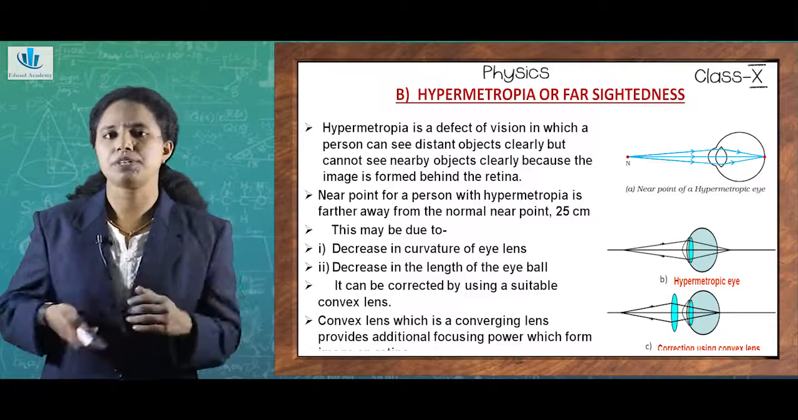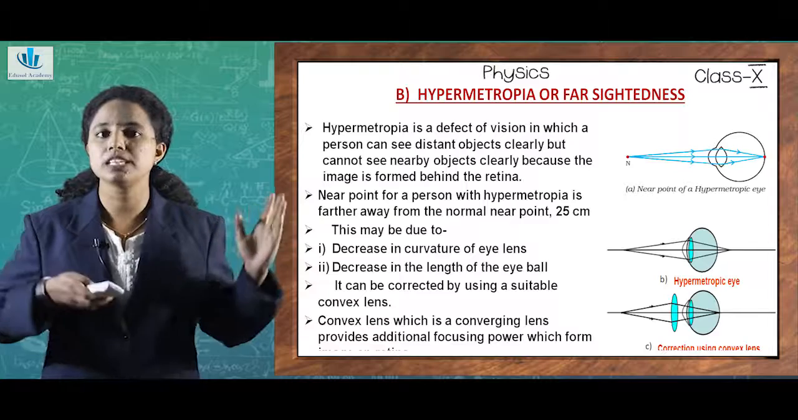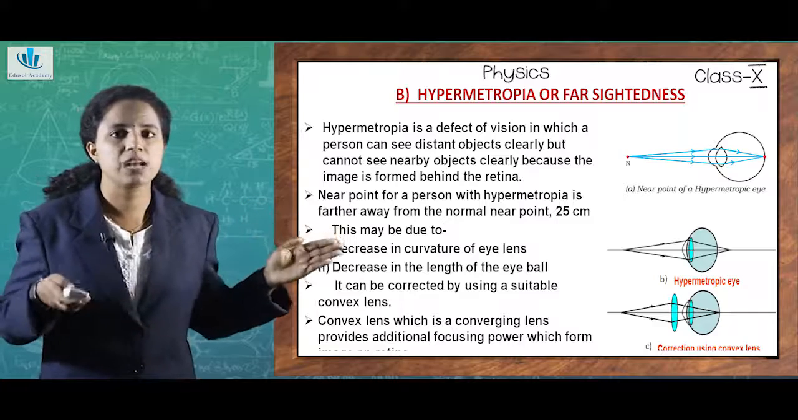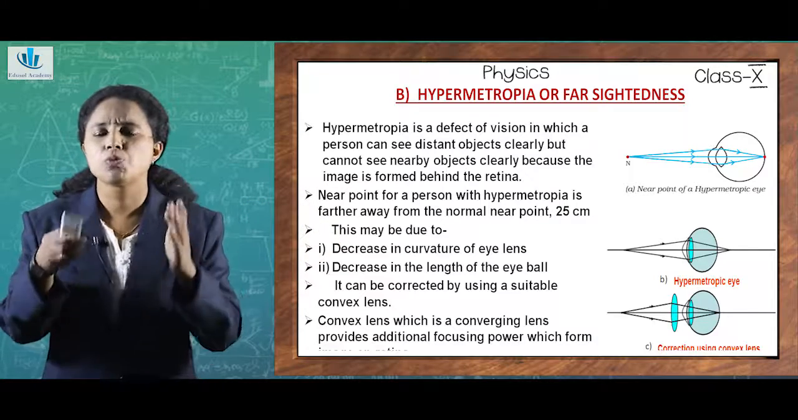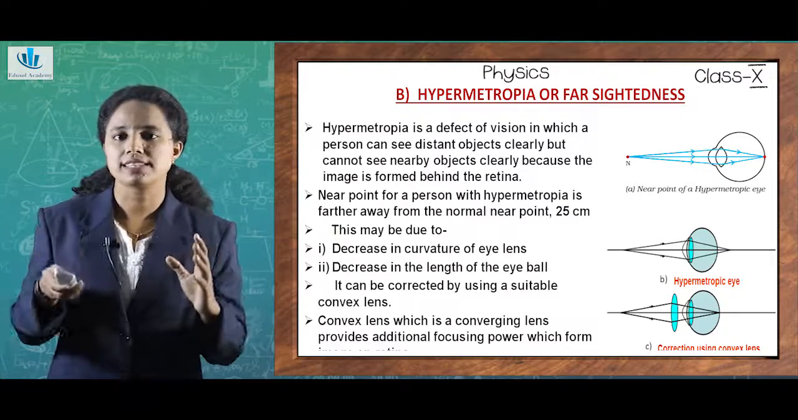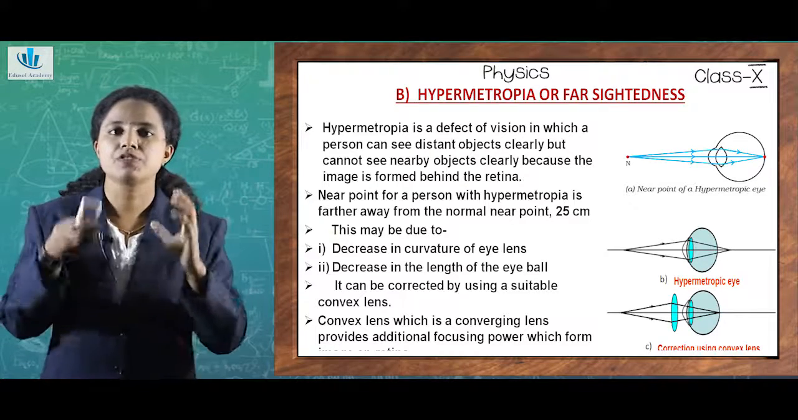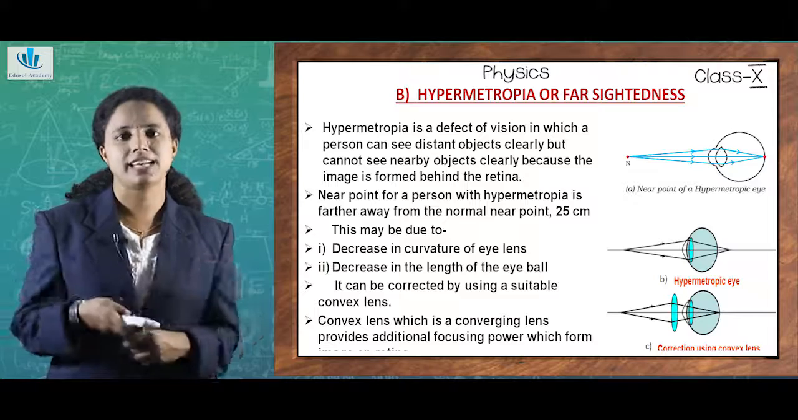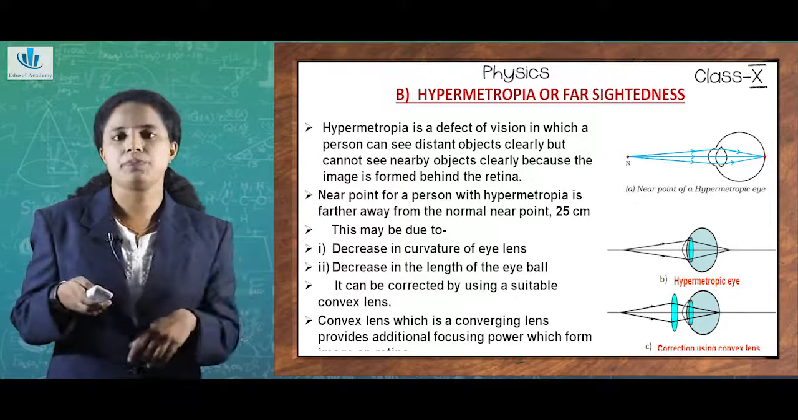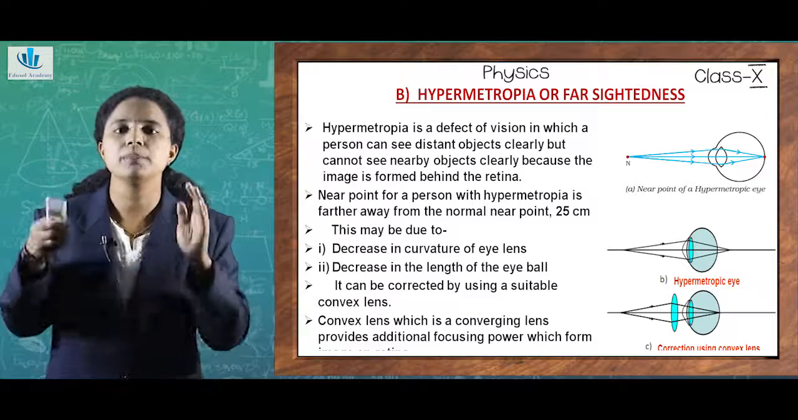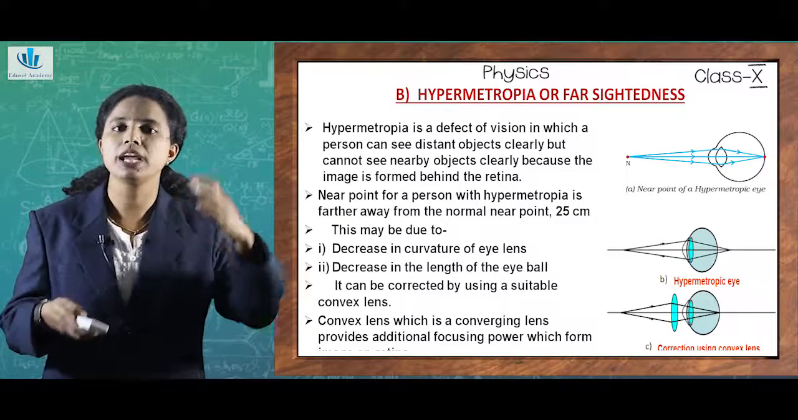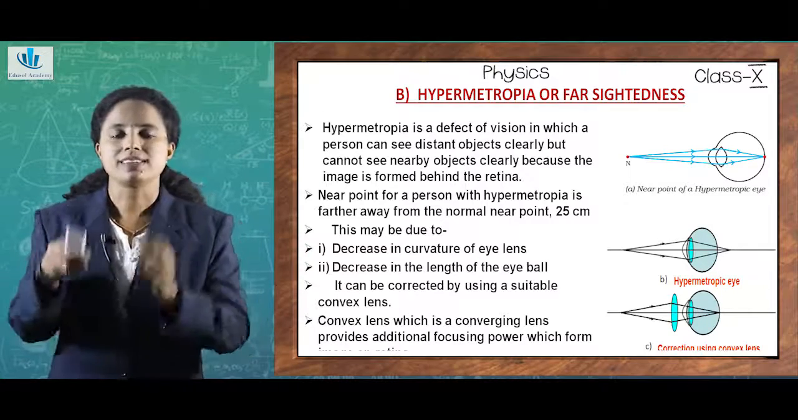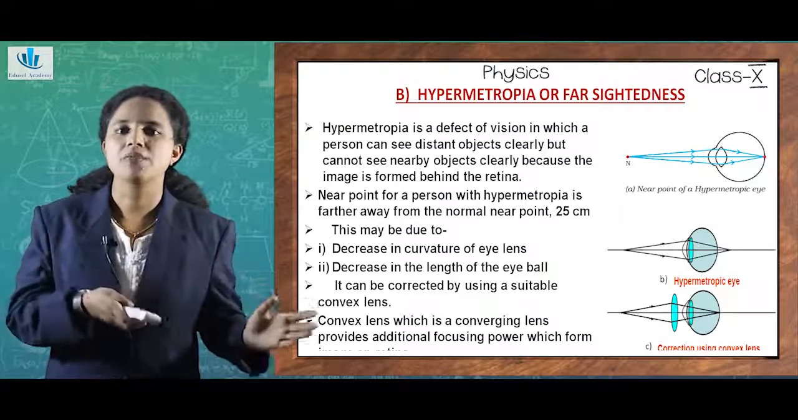So how could you correct hypermetropia? As you can see in the picture, the image is being formed behind the retina, isn't it? So in order to correct that, we can use a suitable convex lens. What was the speciality of the convex lens? A convex lens is our converging lens, isn't it? After refraction, it converges the light. So the convex lens, which is also called a converging lens, will provide additional focusing power, and that finally leads to the formation of the image correctly on the retina instead of behind it. So myopia can be corrected by using a concave lens, whereas hypermetropia can be corrected by using a convex lens, which is our converging lens.